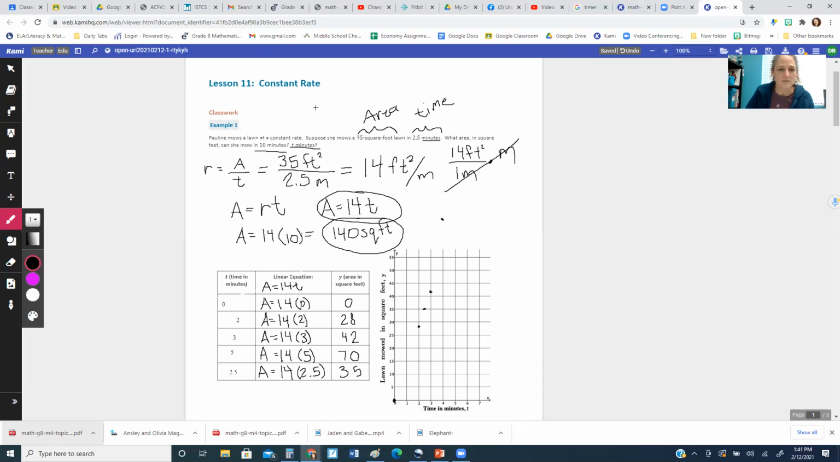Because this is, what kind of equation is it? It is a linear equation. And what do we know about linear equations? They make straight lines. So can I draw a line and connect all my dots? Yes. Well, let's see. Let's find out.